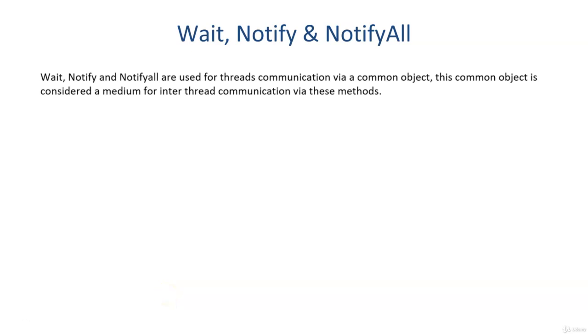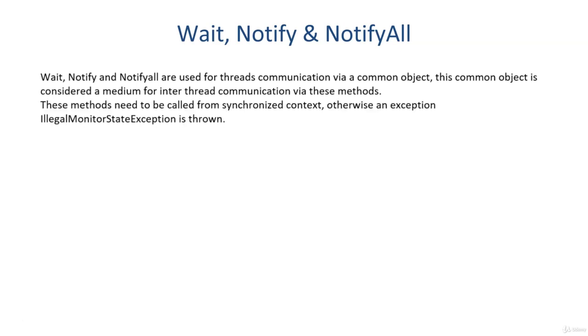In this video, we will cover wait, notify, and notify all. Wait, notify, and notify all are used for thread communication by a common object. This common object is considered a medium for inter-thread communication via these methods. These methods need to be called from a synchronized context, otherwise an IllegalMonitorStateException is thrown.